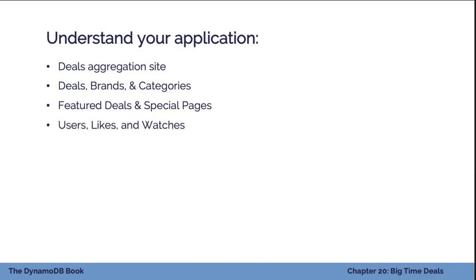Additionally, there'll be users in there, and users can like or watch either brands or categories. And if they like it, they're just sort of signifying they like that sort of thing. But if they watch it, then they'll get messages anytime a new deal comes in that brand or in that category. Finally, we have that message entity where users will get messages into their inbox.